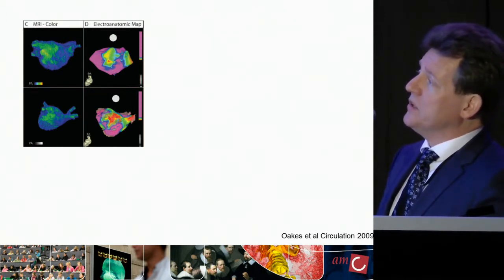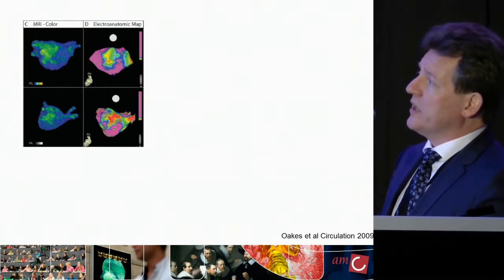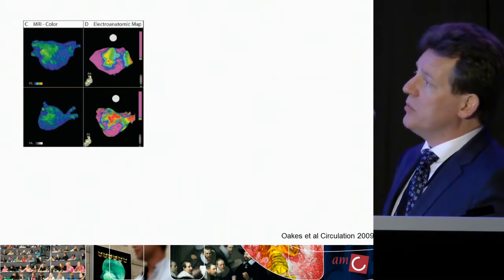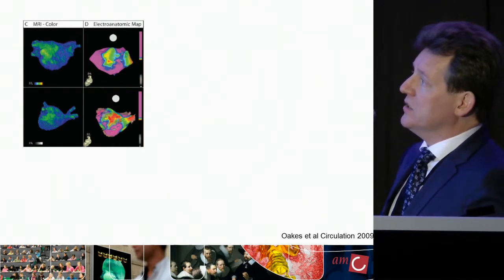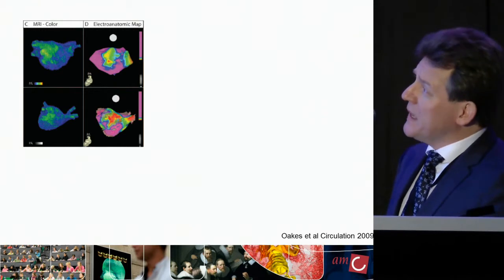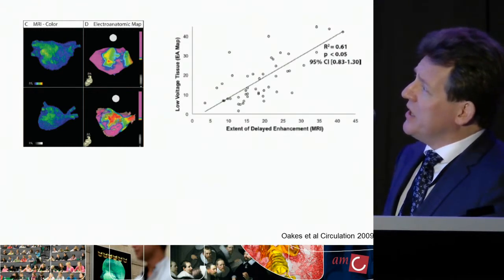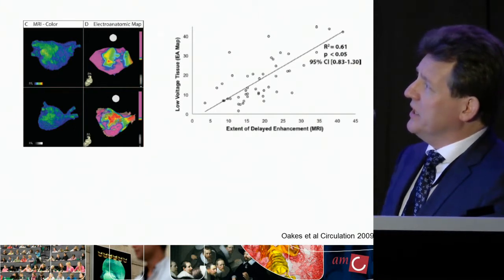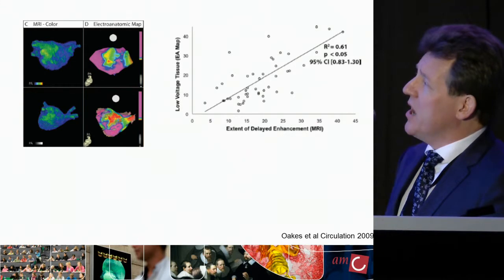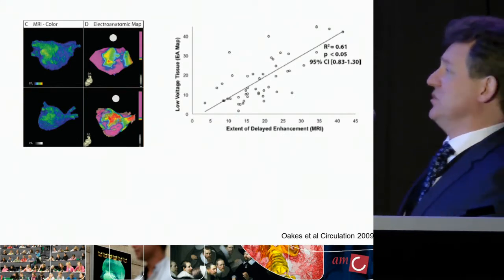Nevertheless, they did show in earlier work that the location and the amount of fibrosis is associated with the areas of low bipolar electrograms recorded with the mapping catheter during atrial fibrillation. That's really the same spot. The purple areas here are normally voltaged, and the color scale is the low voltage area, with red being the lowest. Further, they showed that there's a relation between this low voltage area not only in location but also in amount of delayed enhancement.